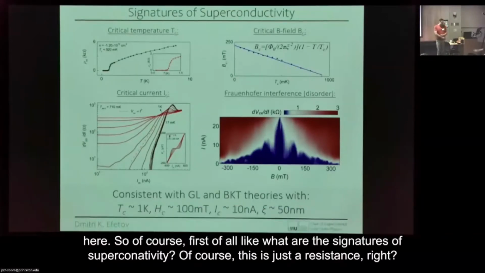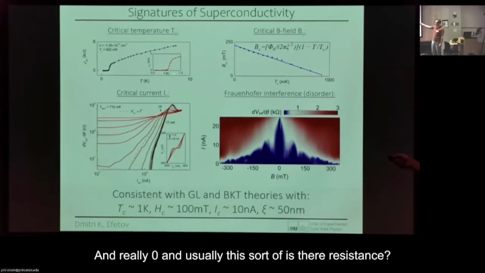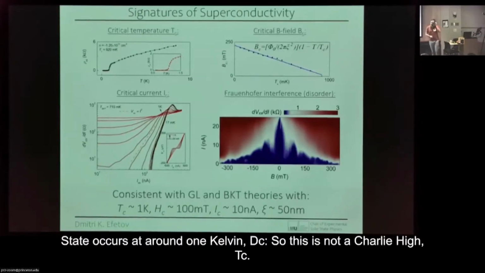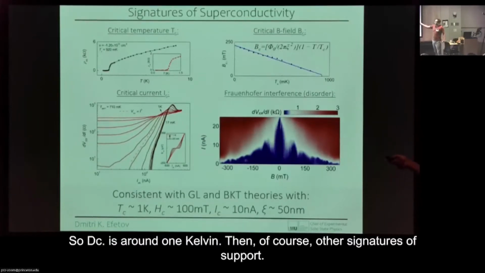So of course, first of all, what are the signatures of superconductivity? Of course, this is just zero resistance, right? So when we measure resistance as a function of temperature, we observe a clear transition to a zero resistance state, and really zero means zero. Usually this zero resistance state occurs at around 1 Kelvin Tc. So this is not a terribly high Tc, but I will explain later that this actually is still special in such a low density system. So Tc is around 1 Kelvin.